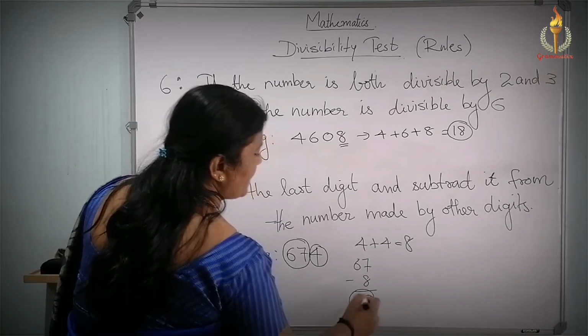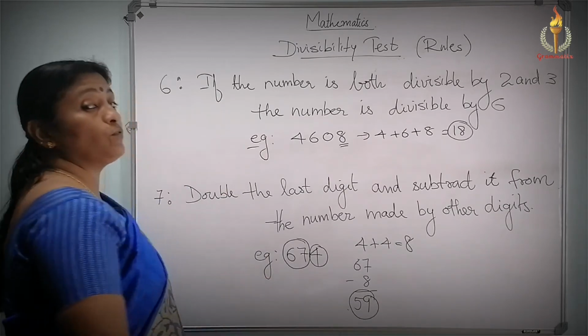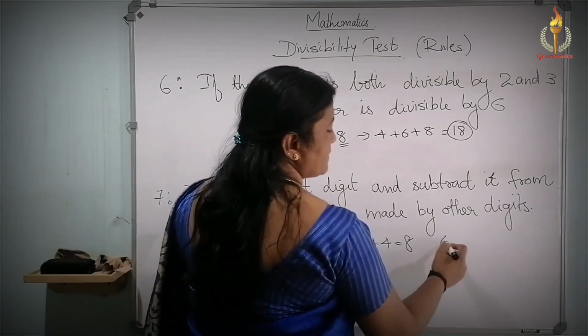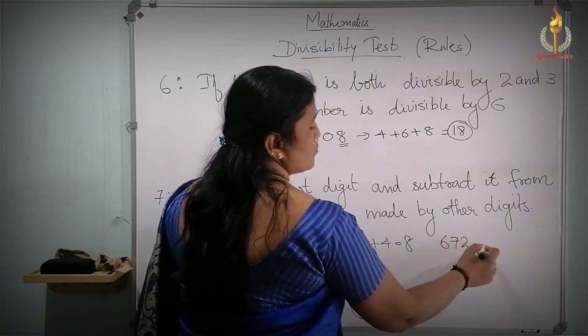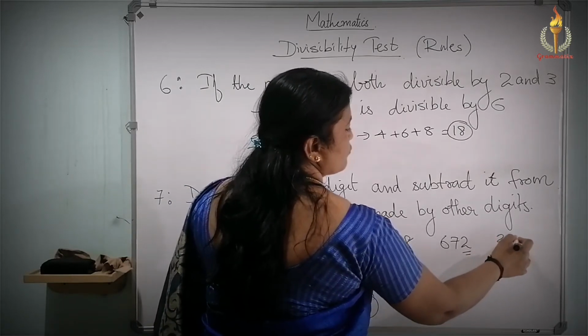Now this 59 is not divisible by 7. Therefore 674 is not divisible by 7. We can take another example, that is 672. Here the last digit is 2. 2 plus 2 gives you 4.